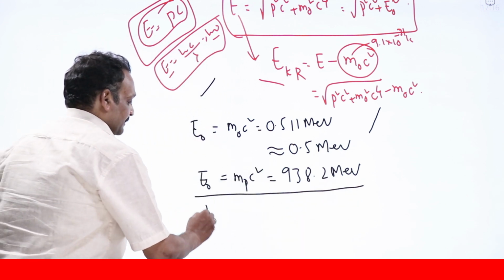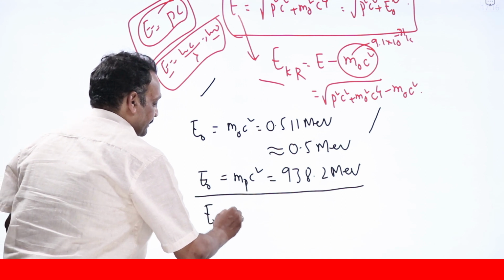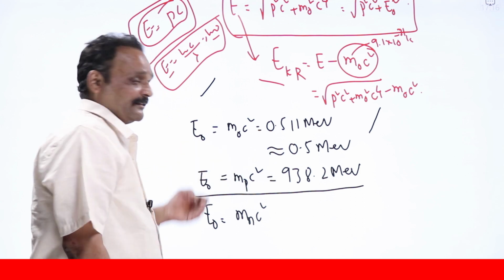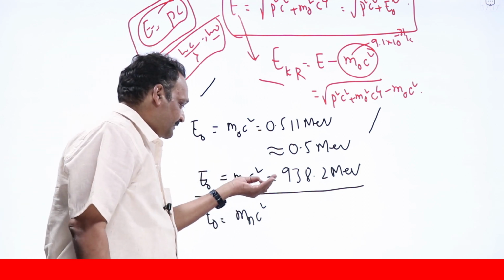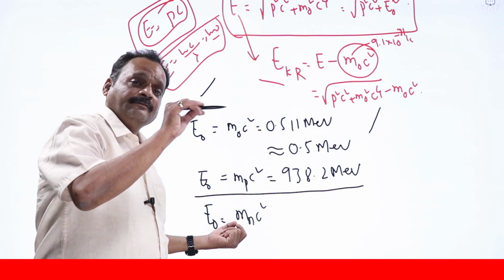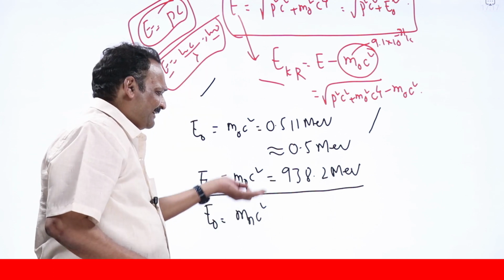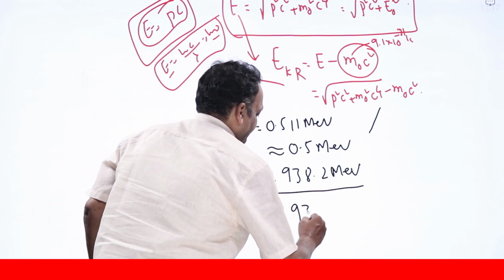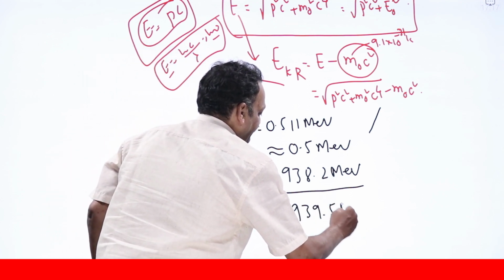What is the rest mass energy of the neutron? Rest mass of the neutron, M_n, into c square. The neutron's mass is slightly more than that of the proton. The proton's mass is 1.67 into 10 to the power minus 27 kg. The neutron's mass is 1.675 into 10 to the power minus 27 kg, which is slightly greater than the rest mass of the proton. So its rest mass energy is around 939.5 MeV.